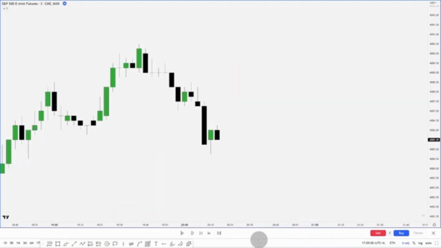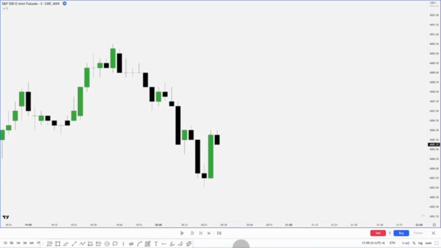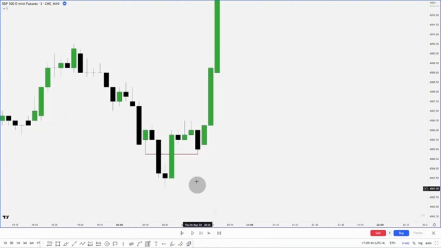In this next example, I'm going to show you a scenario when I would use the wicks as my low instead of the bodies. So if you look right here, we have a low put in. We get a very aggressive move down, and now we get an aggressive move back up. If I was to use the body here, my level would be right here. And so for this case, I would prefer to use the wick right here. And there we go. We get a nice tap of that before moving higher.